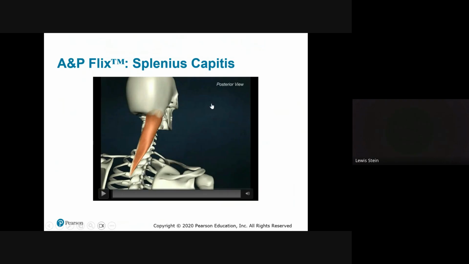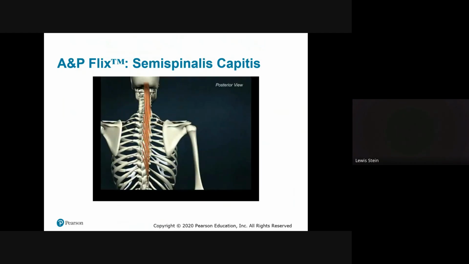Here you can see that when you start the splenius, these are coming from the cervical vertebral bodies and inserting into those large bony prominences at the posterior aspect of the occipital bone, all those ridges that are there. So you can see the difference between the size and mass of the muscle posteriorly as opposed to anteriorly.